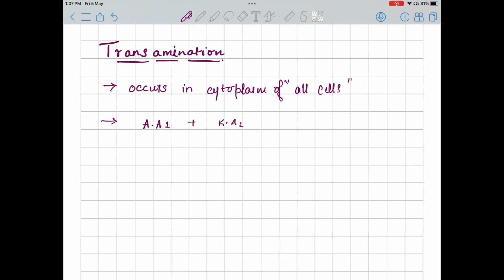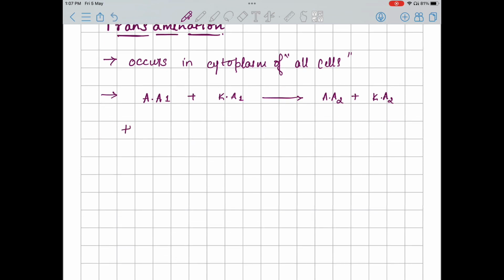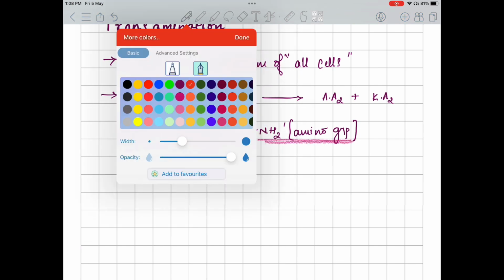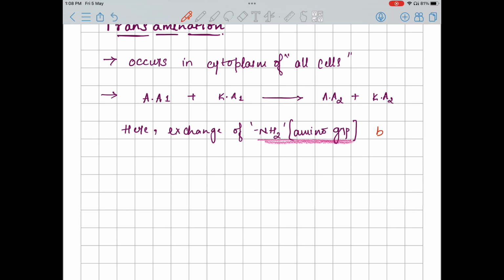In transamination there is amino acid 1, along with that there is keto acid 1. It is getting converted into amino acid 2 and keto acid 2. What does it indicate? The definition here is much more important. Here there is exchange of amino group, that is NH2 group, from the first amino acid, and it goes towards the keto group of the next amino acid to form a new amino acid. It gets transferred to the new amino acid formation. It's between one amino acid and keto acid.